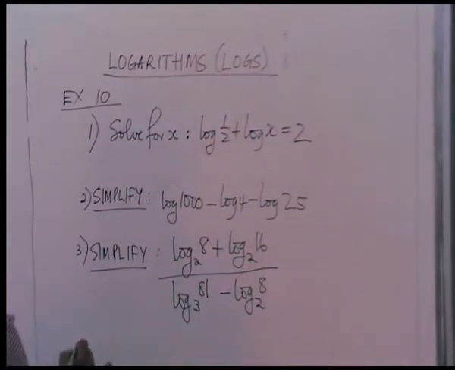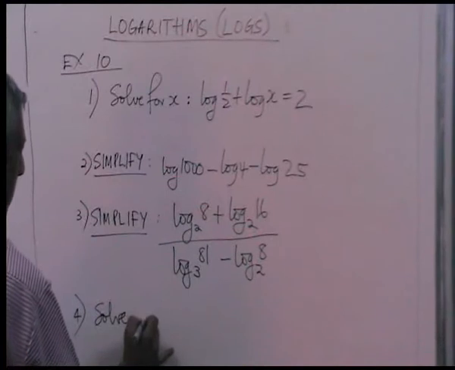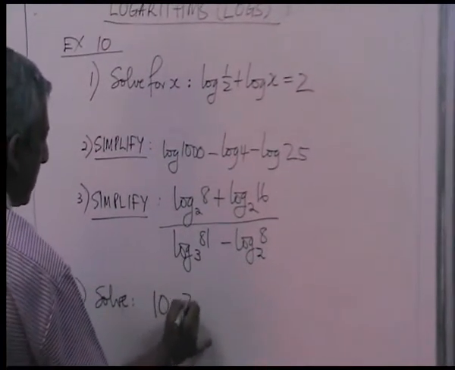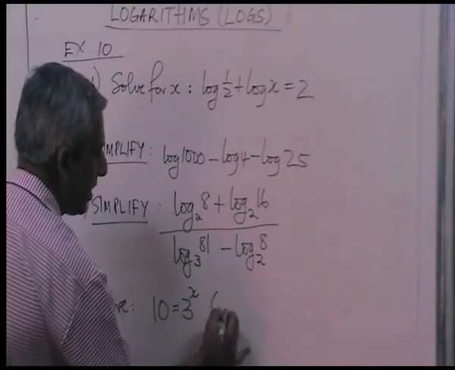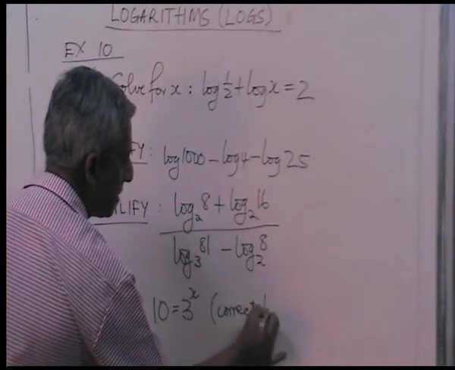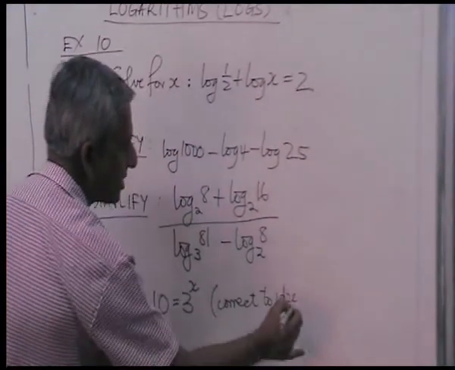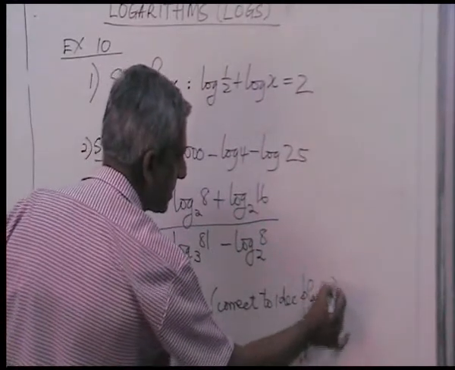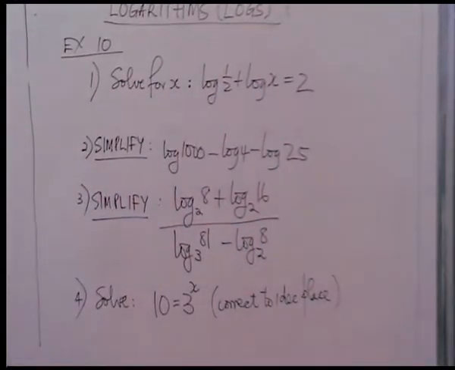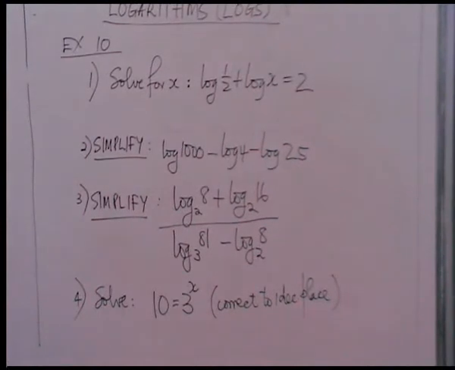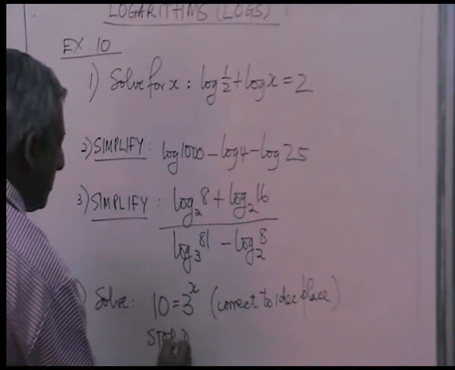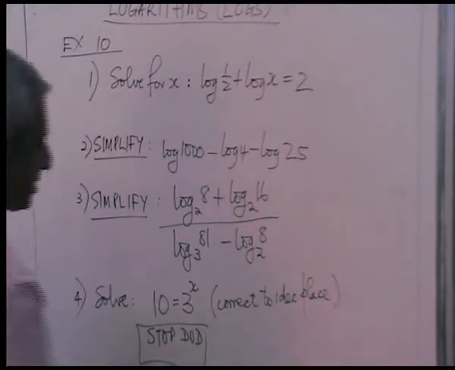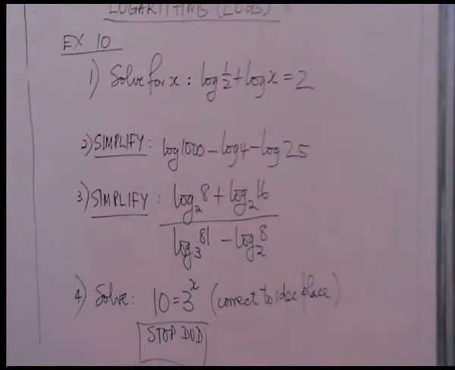And finally, number 4, you are required to solve. 10 is equal to 3 to the x. And of course we want your answer correct to one decimal place. Alright, so try these 4 examples and then return to us to mark them for you, so you can stop the DVD and try the examples and return for marking exercise.